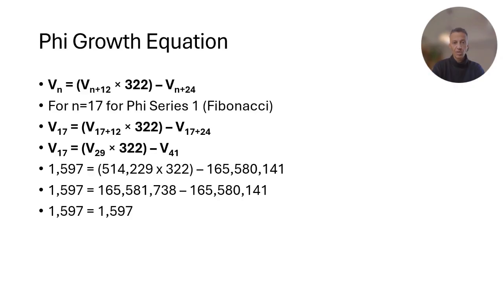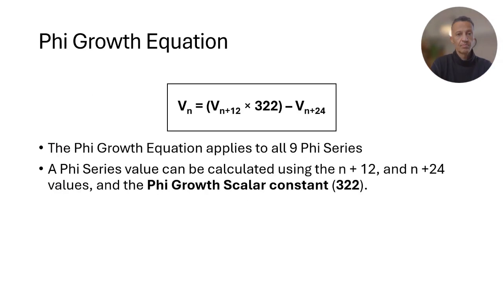And if we go 12 positions ahead, it's 514,229, and we can multiply that by 322, and then we can subtract 24 positions ahead. In this case, it's the 41st position, 165,580,141. And when we do all that, we find that the left-hand side of the equation equals the right-hand side of the equation. So I refer to this as the Phi growth equation. So here's the formal equation again. Vn is equal to Vn plus 12 positions ahead times 322 minus the value at the n plus 24th position.